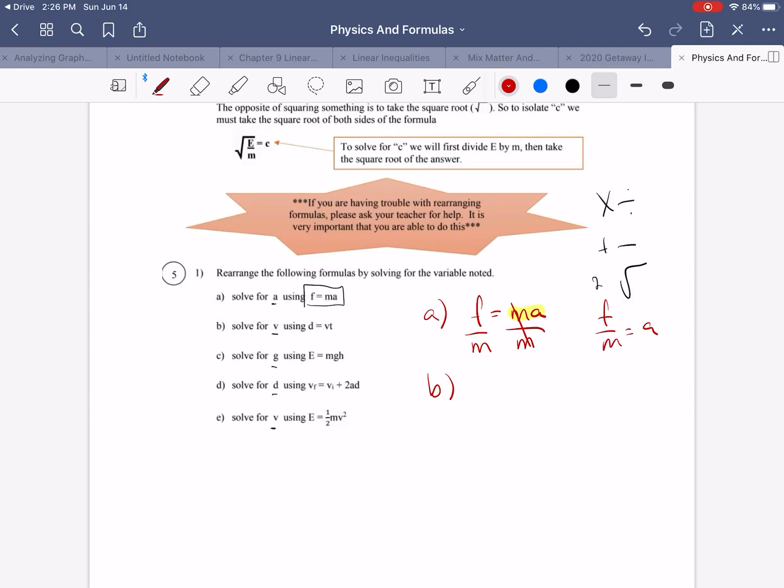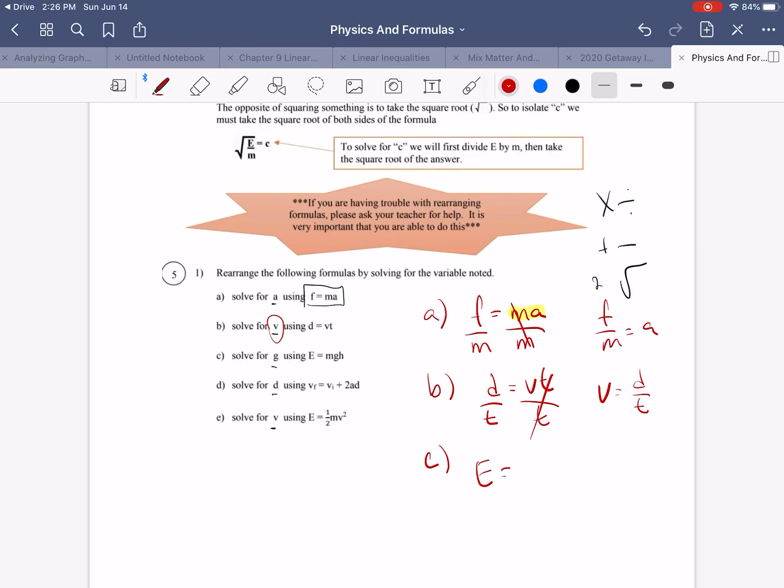B says that they want me to solve for the letter V. So what I've got to do is get V all by itself. Because that's multiplying, V times T, I'm going to take the T out, bam it, put it on the other side. And the answer here is V equals D divided by T. Cool. And then C here, I'm going to solve for G.